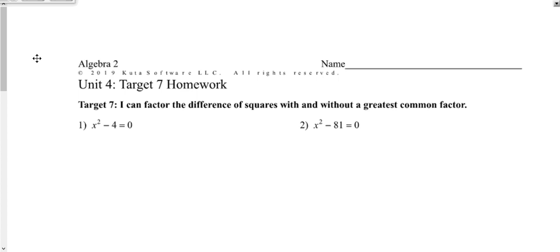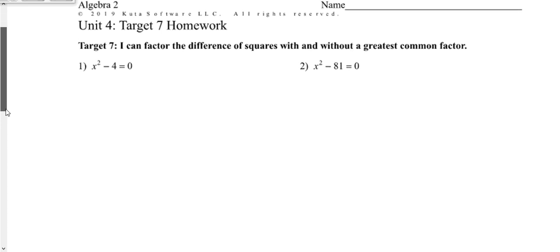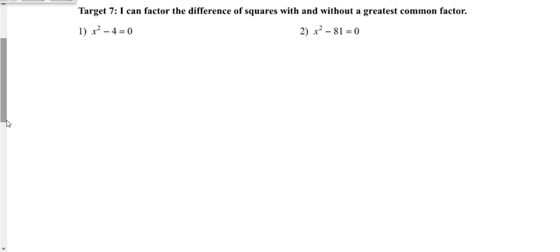Okay, so we have the difference of squares target 7 homework. So I just want to remind you one more time that if you get super stuck, you can always use your method of factoring that we learned on target 6. That still applies here. So first step in the difference of squares is to look for a common factor. We don't have it on number 1. And so then we check if it actually is the difference of squares.